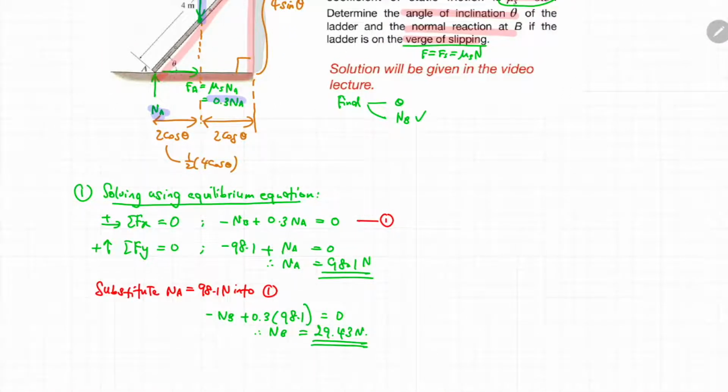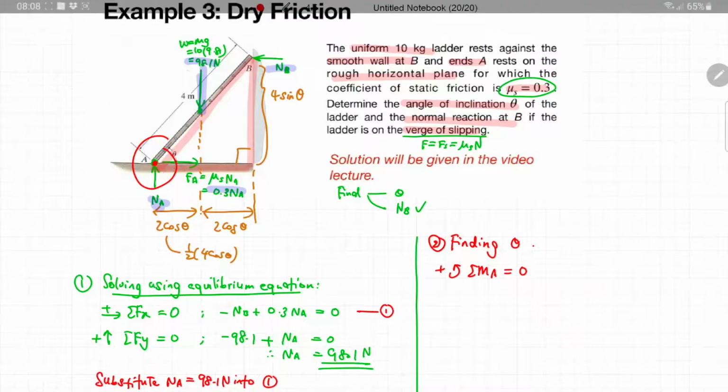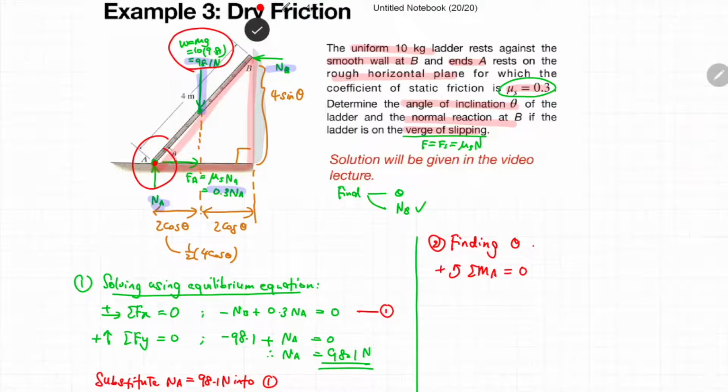The next thing is we need to find the value of theta. Since we already used the equilibrium equations in the x direction and in the y direction, the next equation that we can consider is the equation of equilibrium for moment. Since there are so many forces acting at A, let's just apply the moment at point A. The weight of the ladder, 98.1 Newton, will create a moment at point A at a distance of 2 cos theta. The direction of this moment is clockwise, so the magnitude of this expression is negative.